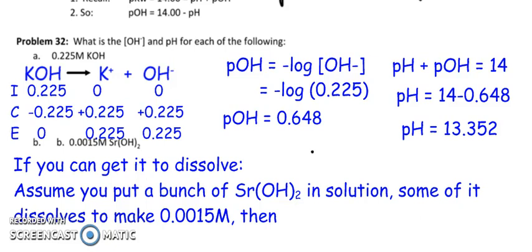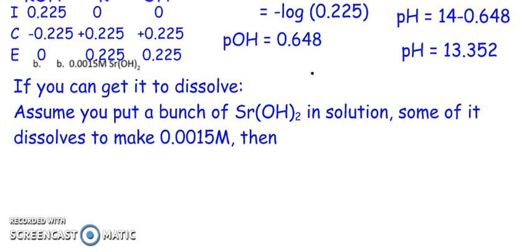So this is what I said. Assume you put a whole gob of strontium hydroxide solution, some of it dissolves to make this 0.0015 molar. Okay, so I'm going to put enough strontium hydroxide into the solution so enough of it will dissolve to make that kind of a concentration. So that's my assumption. All right, so what am I going to do next?